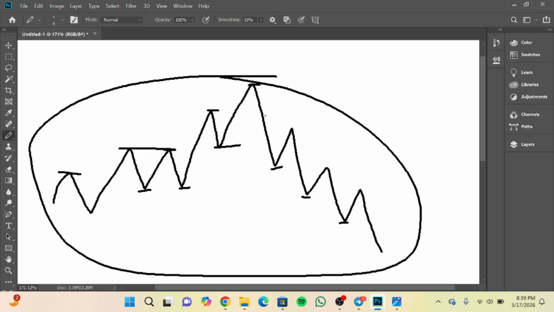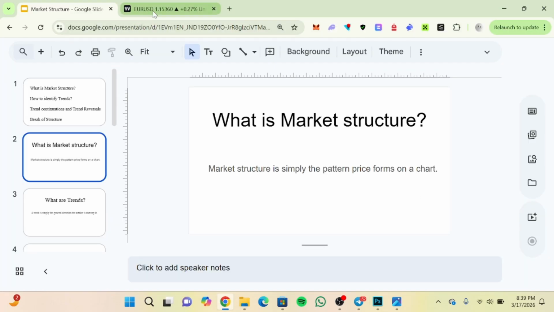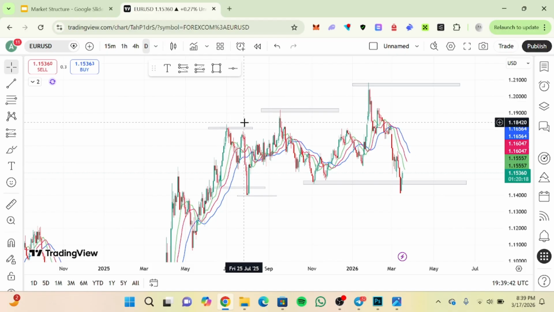Now, if you look closely at any chart, you will always see points where price pushes up and points where price pulls back. These turning points are what build the structure of the market, just like I have explained with this illustration. Now, once we understand structure, the next thing we'll try to determine is something very important. But before that, I would like to show you the market structure on an actual chart.